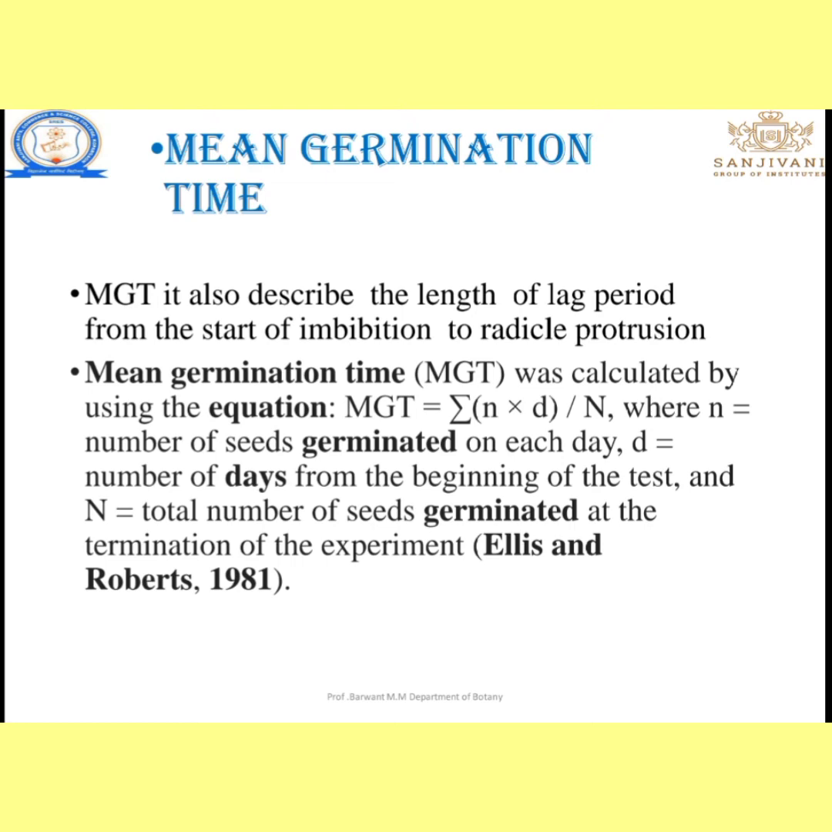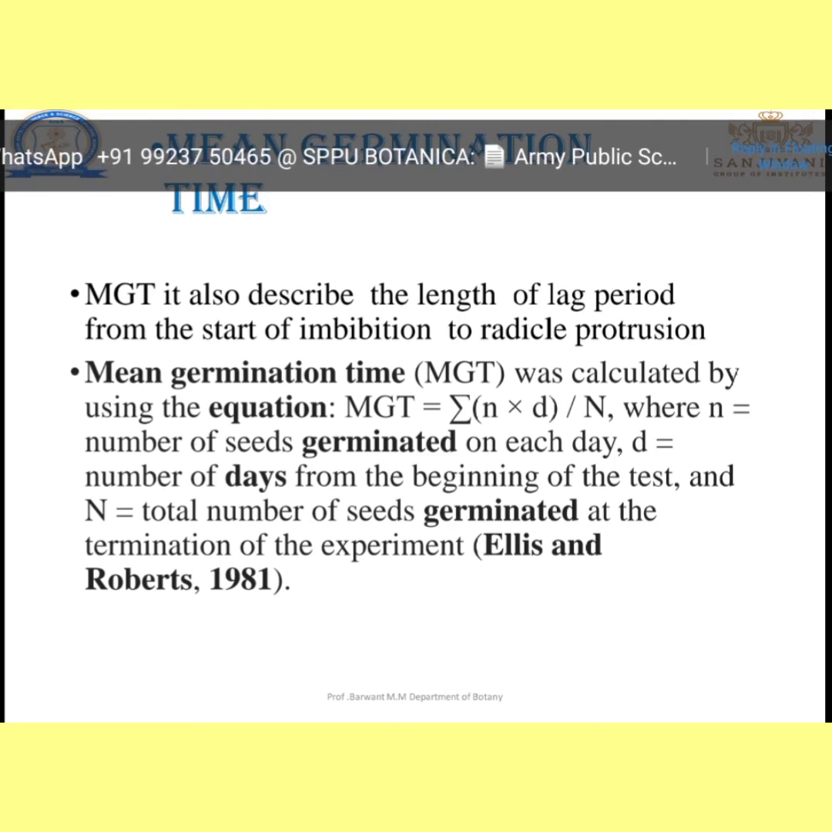Mean germination time means the time from when a seed is in dormancy to the radicle protrusion time. That time is known as the mean germination time. And how is it calculated? Summation of small n times d. Small n is nothing but the number of seeds germinated on each day, and d is nothing but the number of days from the beginning of a test, that is, how many days are required to germinate that seed.